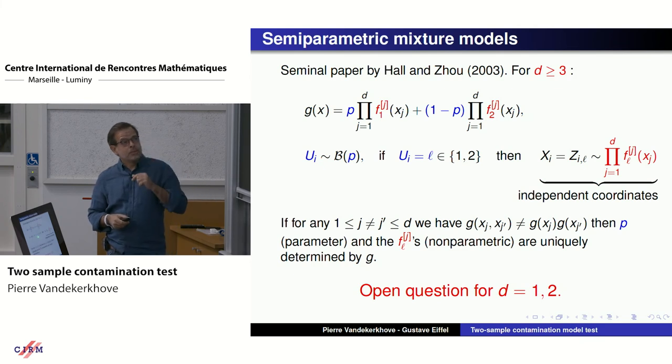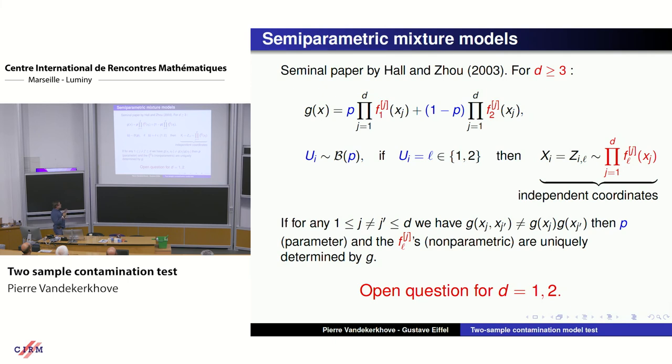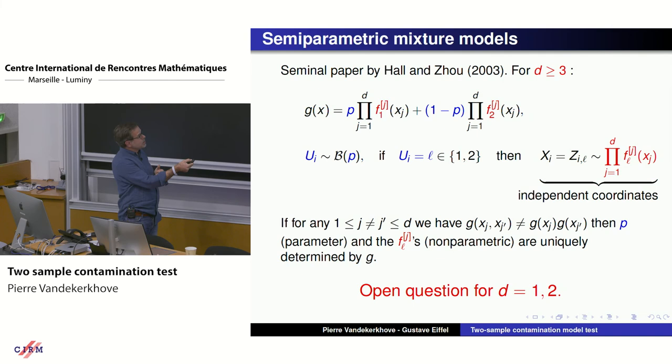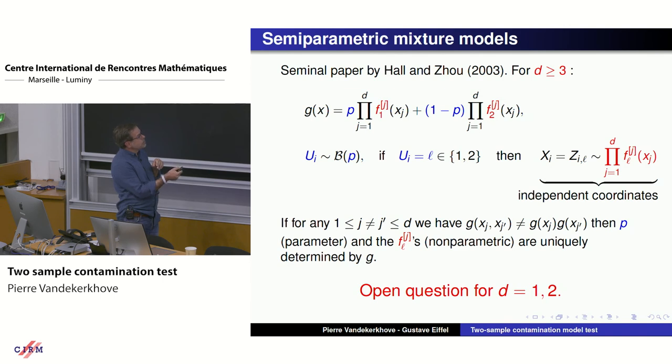Then in 2003, Peter Hall and Zhou changed this paradigm and said, okay, we don't need to put some parametric structure on the mixed densities. You can consider very nonparametric models. Let's consider this model, a simple mixture of two components in R^d, where d is supposed to be greater than or equal to 3. If you mix this distribution with independent components, clearly you have a product of marginal densities here, and you can identify this model, given that you make sure that bivariate marginal densities cannot be decomposed as a product of single densities. If you have this condition, you can retrieve the unknown p along with the unknown components involved in these distributions. And the open question was what happens in dimension 1 and 2.